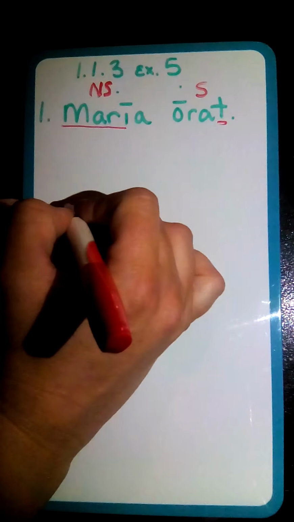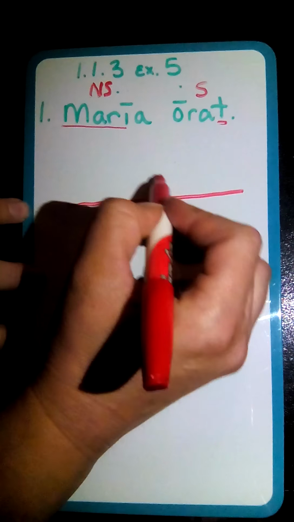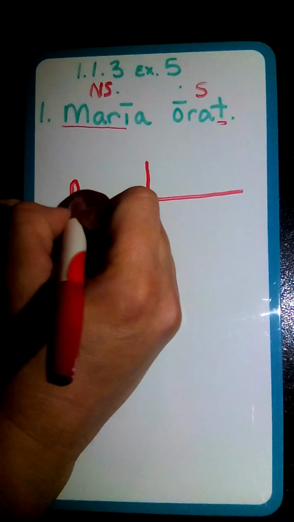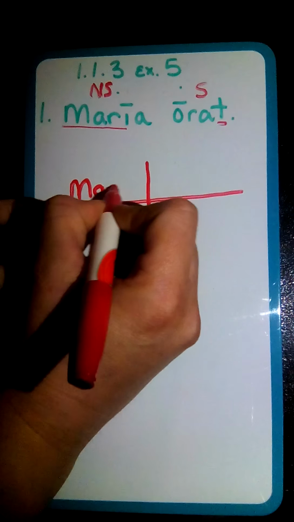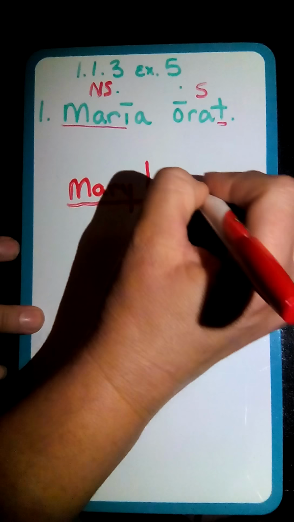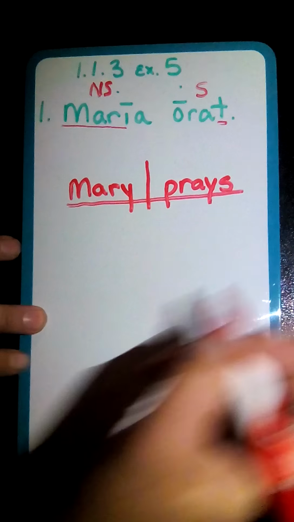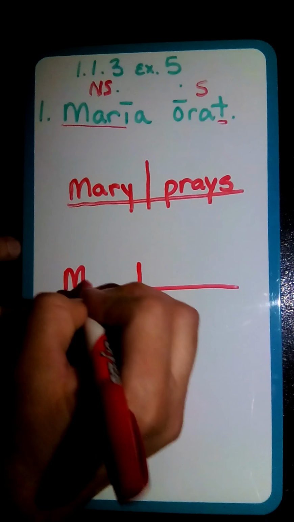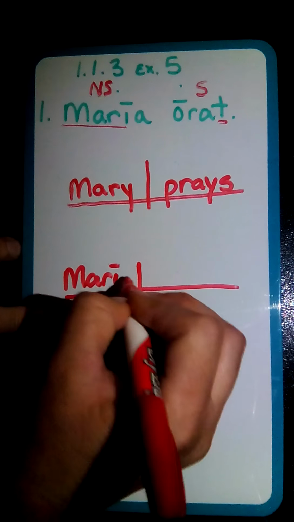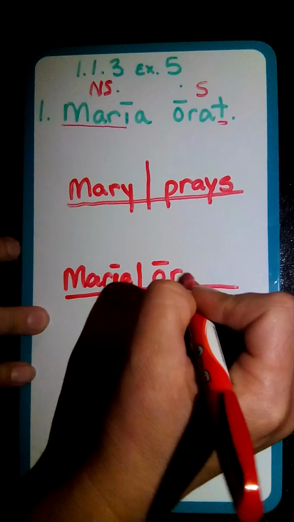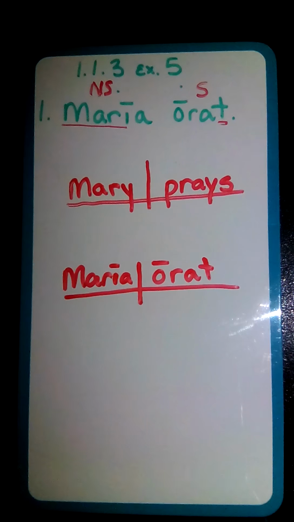And to diagram this sentence, very simple, we have just a subject and a verb. We're going to put our subject on the first line, Mary, and then on the second line we're going to put the word prays. You could also diagram this in the Latin if you prefer, and you could put Maria and orat. Either way is fine, they don't really specify.